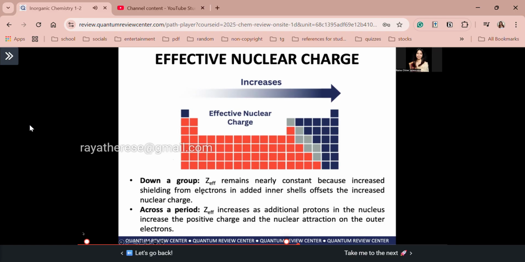Across a period, the effective nuclear charge increases because there are more protons in the nucleus that increase the nuclear charge and its attraction to the outer electrons. Now we know that there are more protons across a period because the atomic number is increasing.